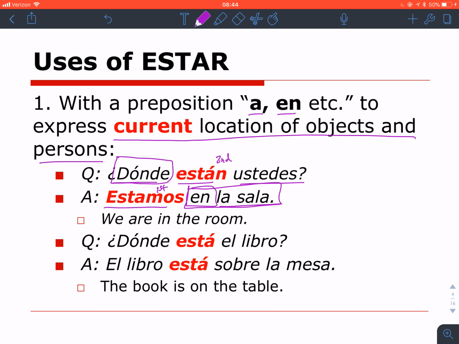Same thing occurs in the second question, ¿Dónde está el libro? ¿Dónde is asking where, sobre la mesa is answering, and está el libro simply is reinforced by an inversion of the syntax, el libro está. El libro está sobre la mesa. In this case, the verbs are in third person.